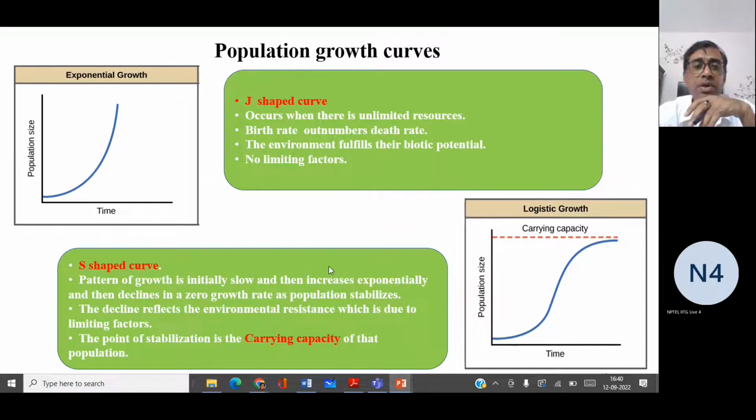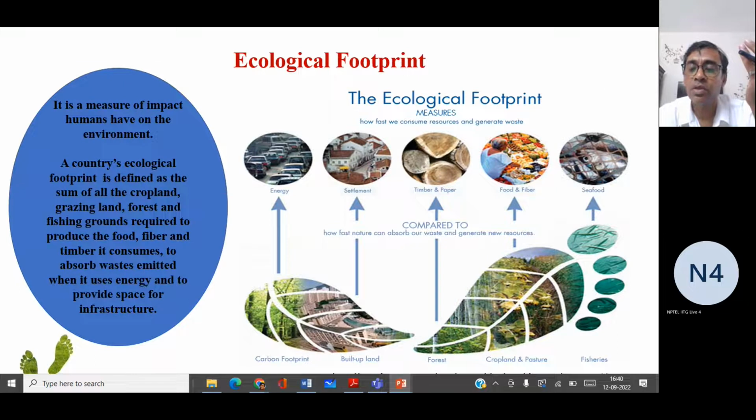Whereas in case of the S-shaped curve, which is this one, you have the concept of carrying capacity. That is the maximum capacity up to which a population can be maintained with the available resources. Beyond that, you run out of resources and your population comes down, and then when the population comes down, resources again seem available and you continue growing again.